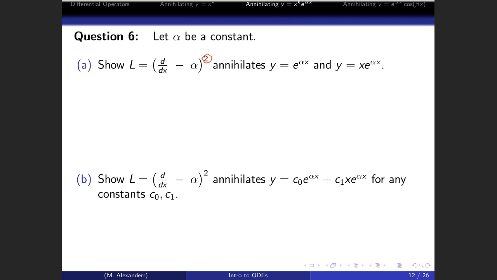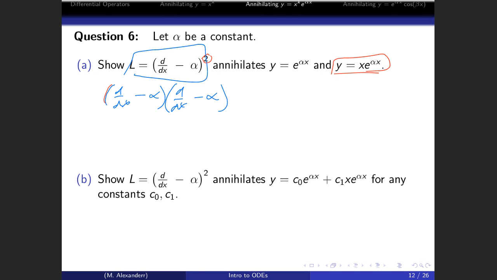This is going to be a little bit lengthy, so let me do the work for this one. The first function is a little easier, but what this means is the following. We need to show that, and let me put this in blue to be consistent, we have this operator, and then this is twice, so we actually have two copies of this operator. And then we want to apply this blue operator, including the 2, to the function x e to the alpha x.